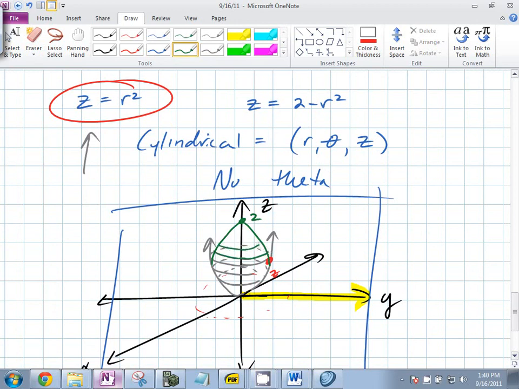Yeah, it doesn't really matter. That's why it's a simile. It's like a football. Cool?